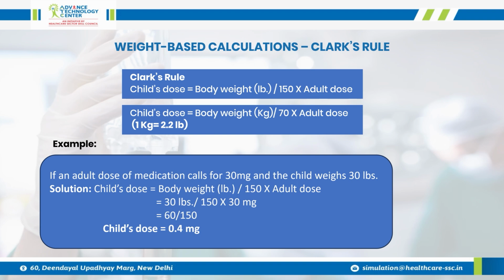If an adult dose of medication calls for 30 milligrams and the child weighs 30 pounds, we can calculate the child's dose using the formula. Child's dose equals body weight in pounds divided by 150, multiplied by the adult dose. That's 30 divided by 150 times 30 milligrams, which equals 900 divided by 150, so the child's dose is 0.4 milligrams.